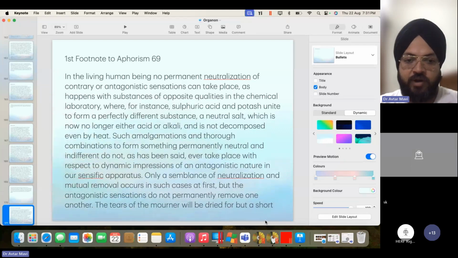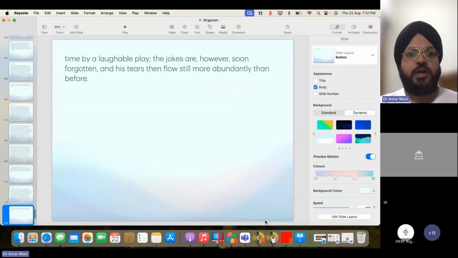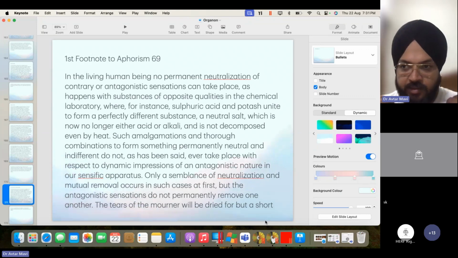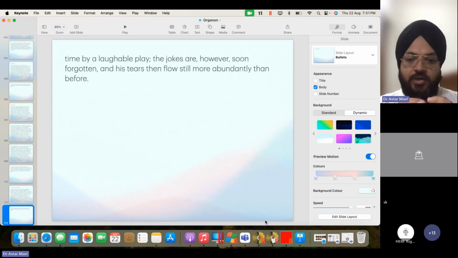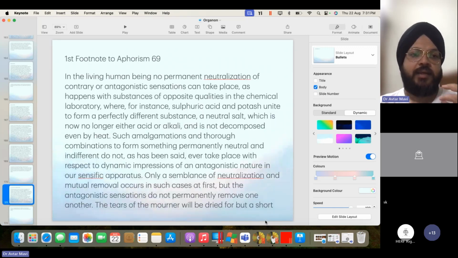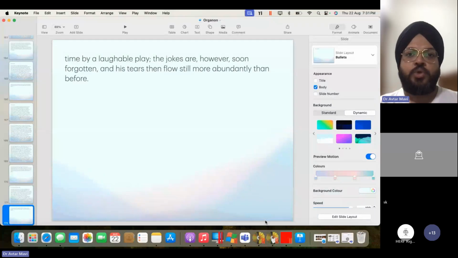We cannot remove it. For example, the tears of the mourner will be dried for but a short time by a laughable play. If someone is mourning, there is some death in the family, someone is very much affected, he's crying and weeping. But sometimes we start talking about light things around those people, make some jokes, make him laugh. So those tears will stop for some time by a laughable play. The jokes are, however, soon forgotten, and his tears then flow still more abundantly than before.